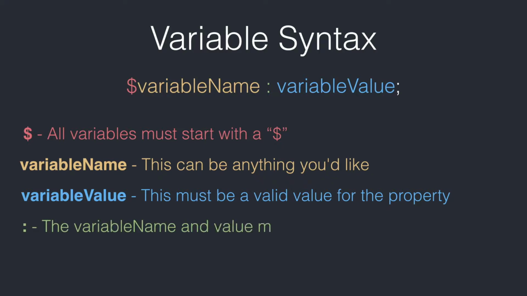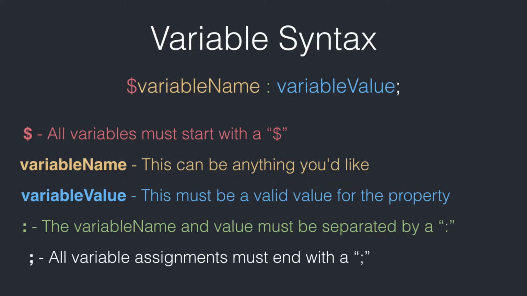The colon between the variable name and the variable value tells Sass, I want to assign this variable name to this variable value. So whenever you see the variable name, replace it with this variable value. And finally, every variable created must end with a semicolon symbol. This is a standard end-of-line termination in Sass, just like many other languages.